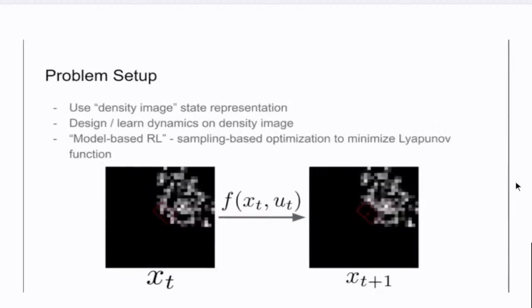So how do we solve this problem? First, we use the density image state representation. Next, we design and learn dynamics directly on this density image. And finally, we use a model-based RL approach, where we use sampling-based optimization to minimize some control outcome function to guarantee the controller's state stability.